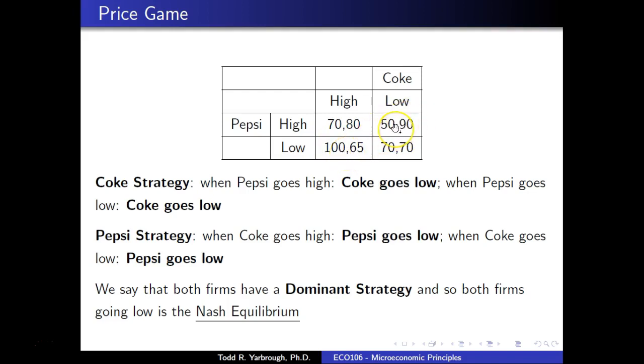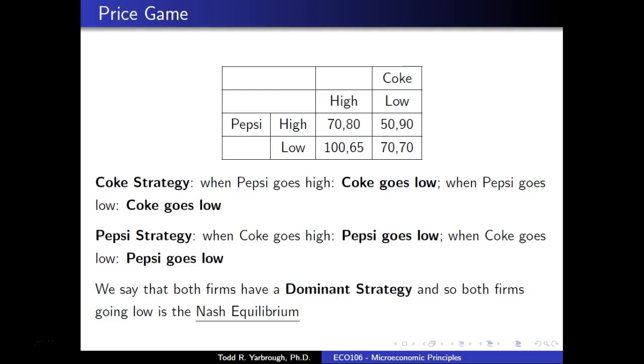If we check this, we can see that Pepsi would prefer to be in this quadrant over this quadrant. And so again, this cannot be a Nash equilibrium. This is the only outcome in which moving here would be bad for Pepsi, moving here would be bad for Coke, and so therefore this would be the Nash equilibrium again.